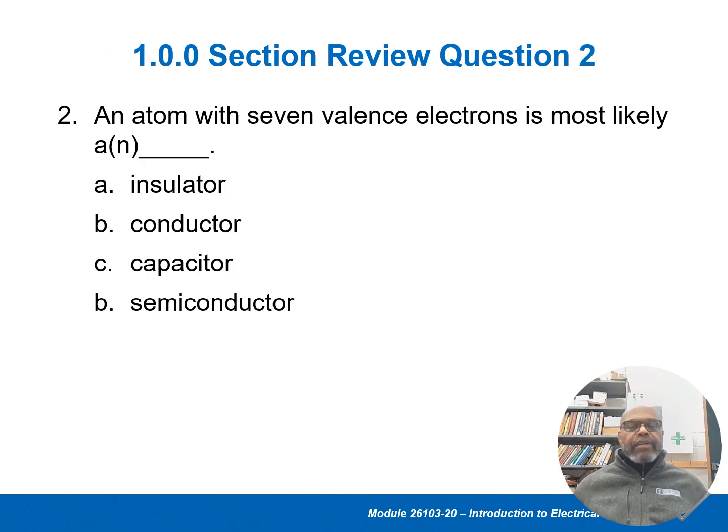Number two: an atom with 7 valence electrons is most likely an what? Remember, if you only have a few, it becomes a good conductor, but if it has a lot, more than four, it becomes an insulator.